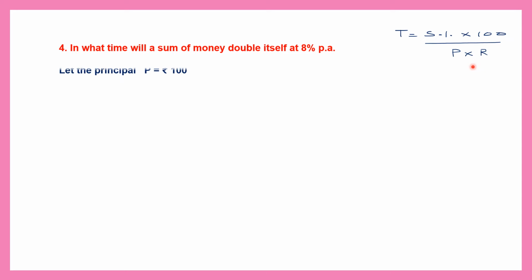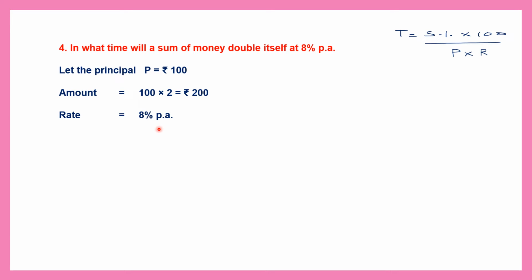So let's begin by saying let the principal P be equal to 100 rupees. It's not given to us, isn't it? But we'll consider it to be 100 rupees. Now it says the amount becomes 100 into 2. Why? Because it says the sum of money will double itself. Double means into 2. So principal into 2 will give us the amount, that is 200 rupees. So we have the principal to be 100 rupees. The amount is 200 rupees. The rate of interest is given to us as 8% per annum.